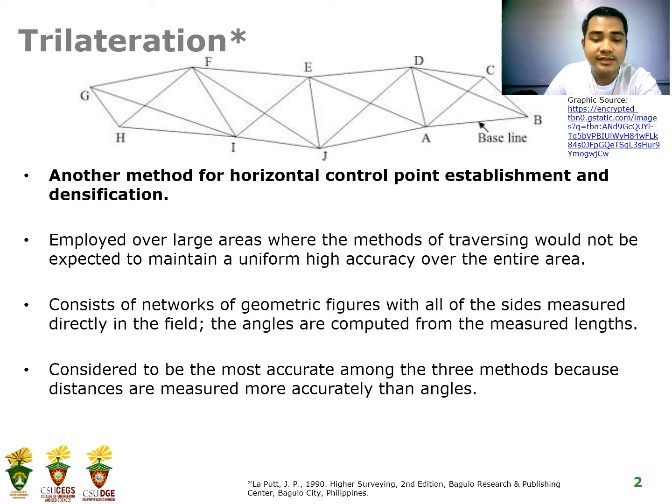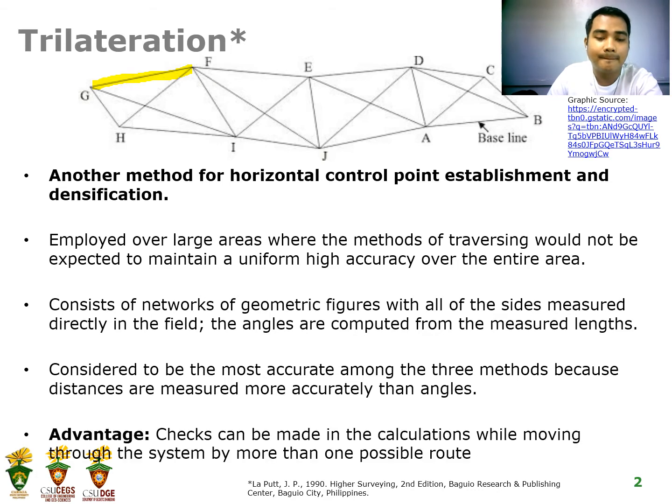So it is considered to be the most accurate among the three methods because distances are measured more accurately than angles. So we all know that it is more accurate if we use sides, compared to angles, as long as it can be solved using the cosine law. It is the cosine law because using the sine law, discrepancies may occur. So an advantage of trilateration is that checks can be made in calculation while moving through the system by more than one possible route.